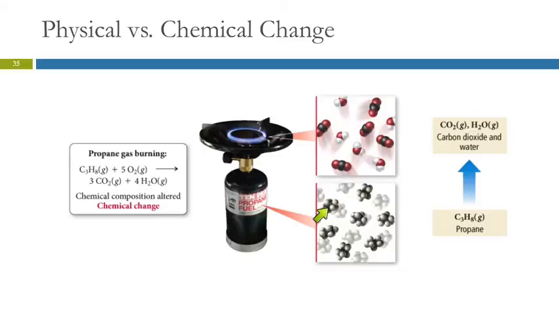When the propane burns, it combines with oxygen from the air, and it forms carbon dioxide molecules and water molecules. These individual particles of the substance are very different from the original particles. The particles have changed. It's a chemical change. Any questions?